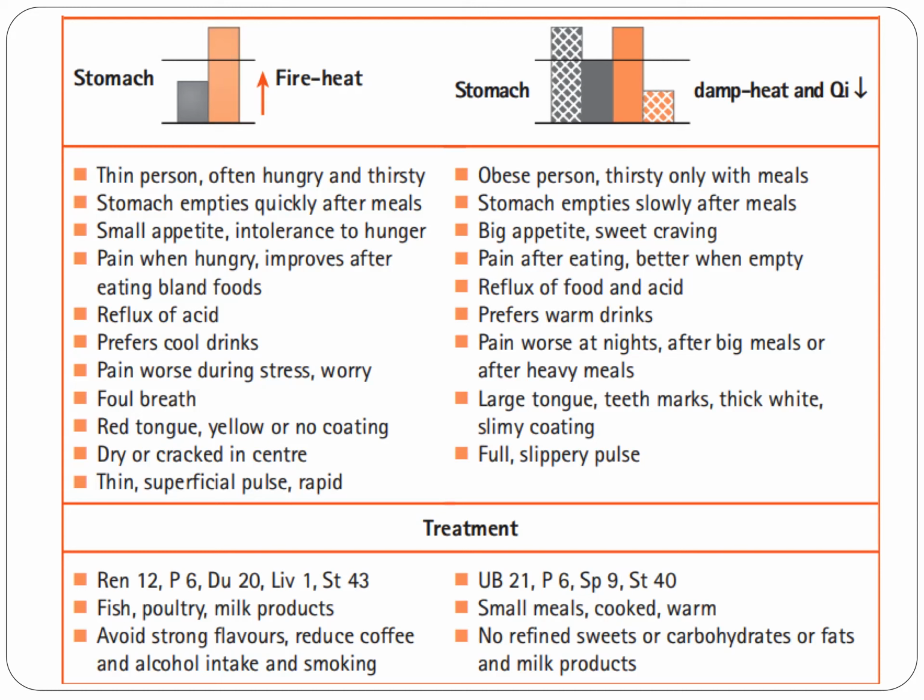Treatment, UB21, pericardium 6, spleen 9, and stomach 40. Patients should eat small meals, cooked and warm. Then there is no refined sweets or carbohydrates or fats and milk products.